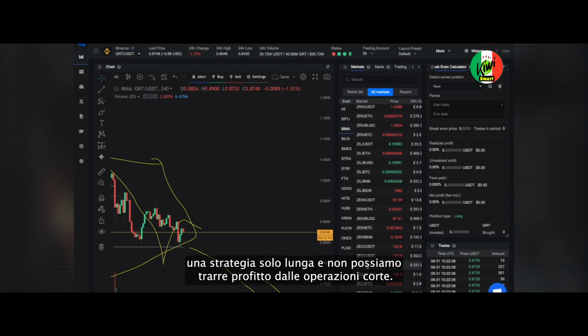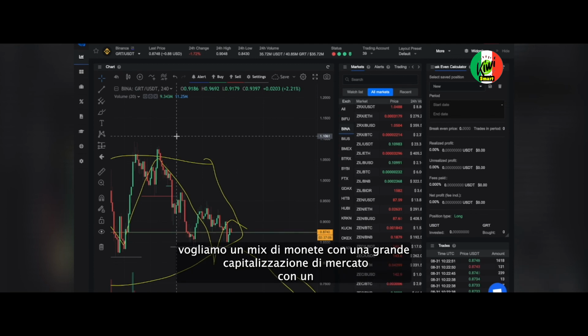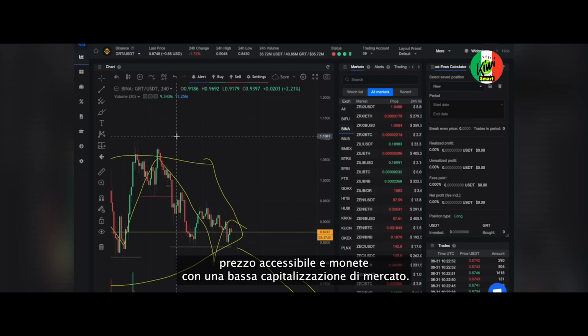So the reason we've chosen these coins such as GRT, Bond, Farm and Sol is we wanted a mix of large market cap coins with enough volatility and low market cap coins. This is because all in all these coins will provide the most volatility in sideways markets, which allows the grid bot to execute as many trades as possible and really collects the realised profit, even if the market profit, the unrealised profit, is moving against us.